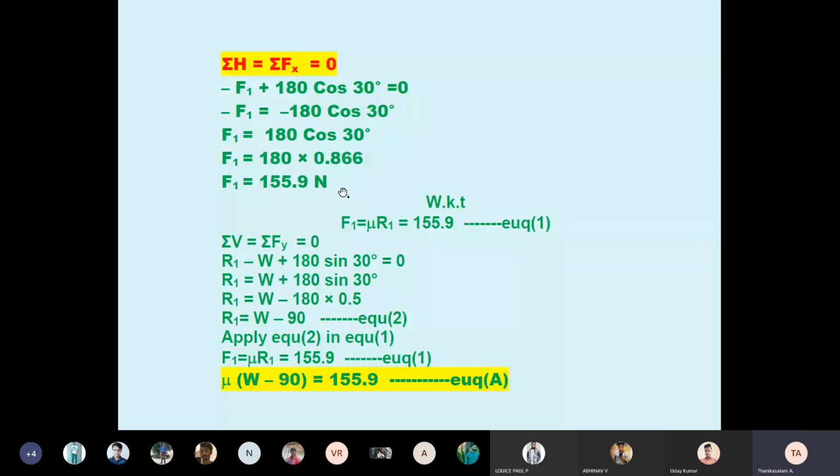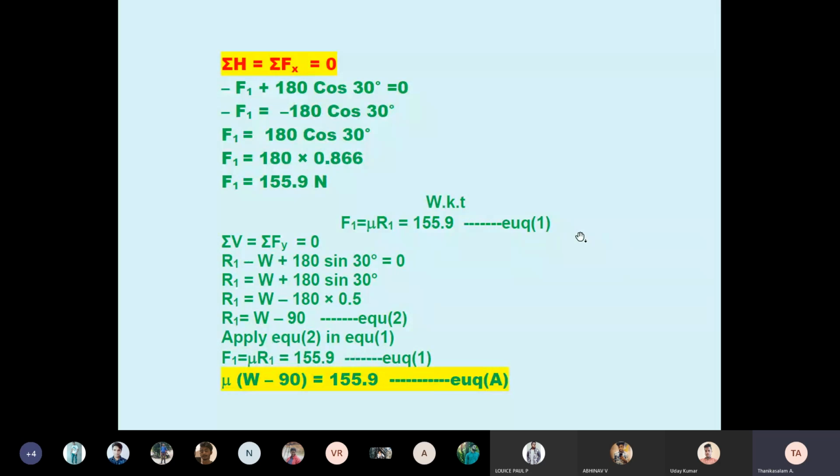You know what F is? It is mu into R. Students always remember friction F equals mu into R. Here, F means friction. We know F1 equals mu into R1. Already you calculated F1 as 155.9, so take this as equation 1: mu into R1 equals 155.9.